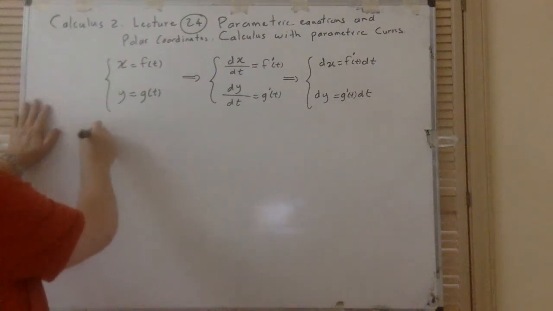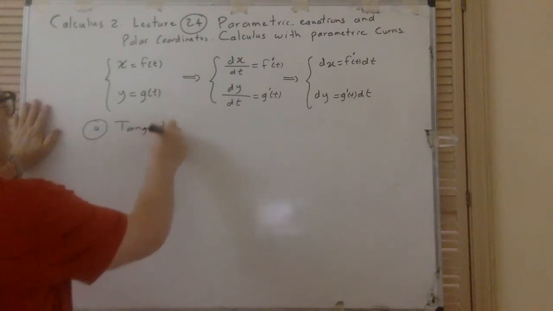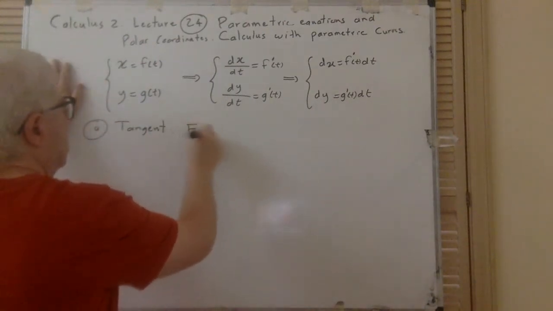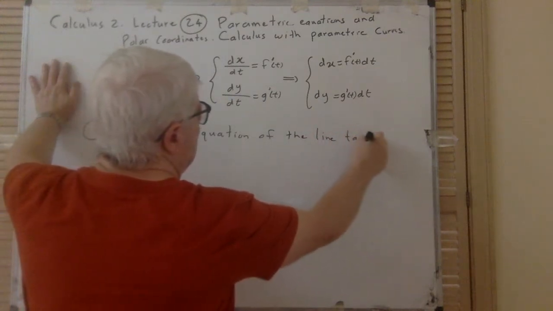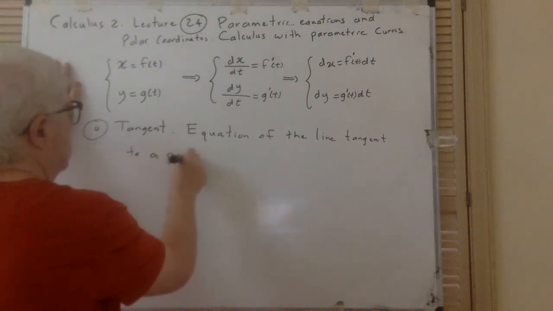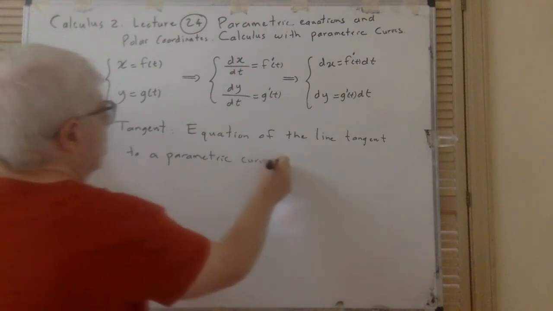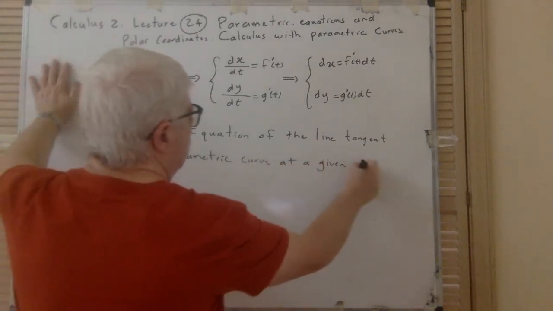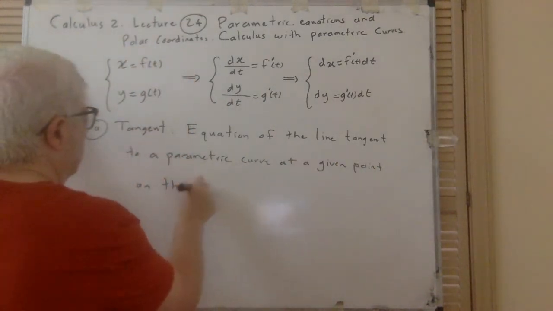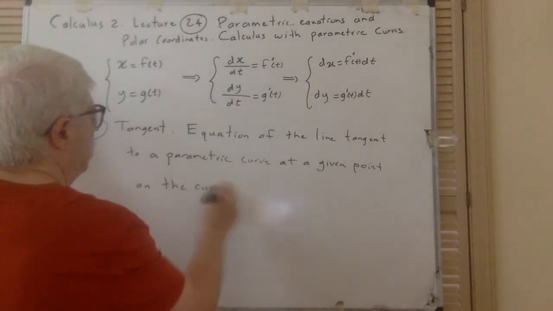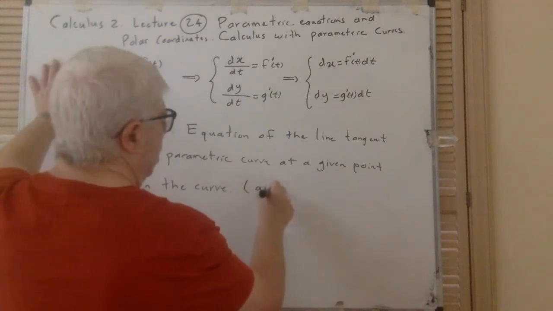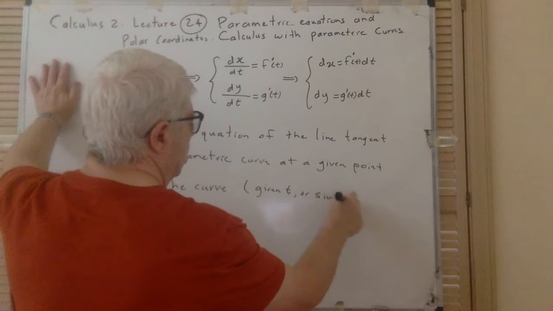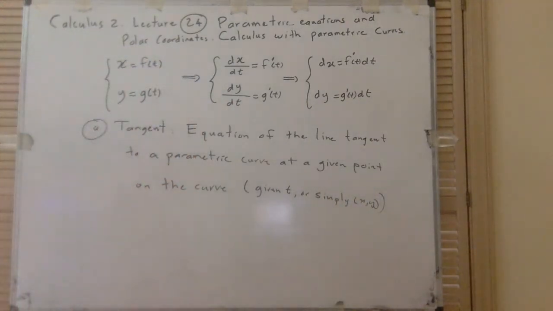First is the tangent. So the equation of the line tangent to a parametric curve at a given point on the curve. Now, how do you give a point on the curve? Either you give the xy or you give the t, right? So this is given t, or simply x and y. But if you are given x and y, I said simply, but that's not simple. In fact, given t is much better. And you will see why.